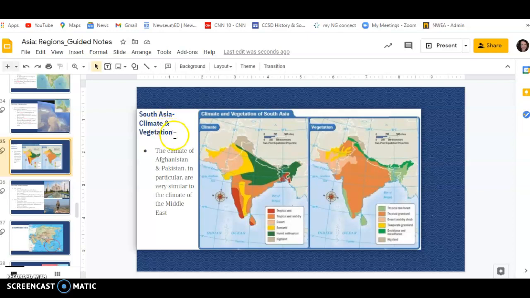All right, so South Asia, climate and vegetation. Take a look at these maps here of climate and vegetation in South Asia. Notice that over here in Pakistan and Afghanistan, we have very much desert and semi-arid climate zones that are very similar to that of the Middle East. However, over on this side of South Asia, we see a lot more tropical and subtropical zones.